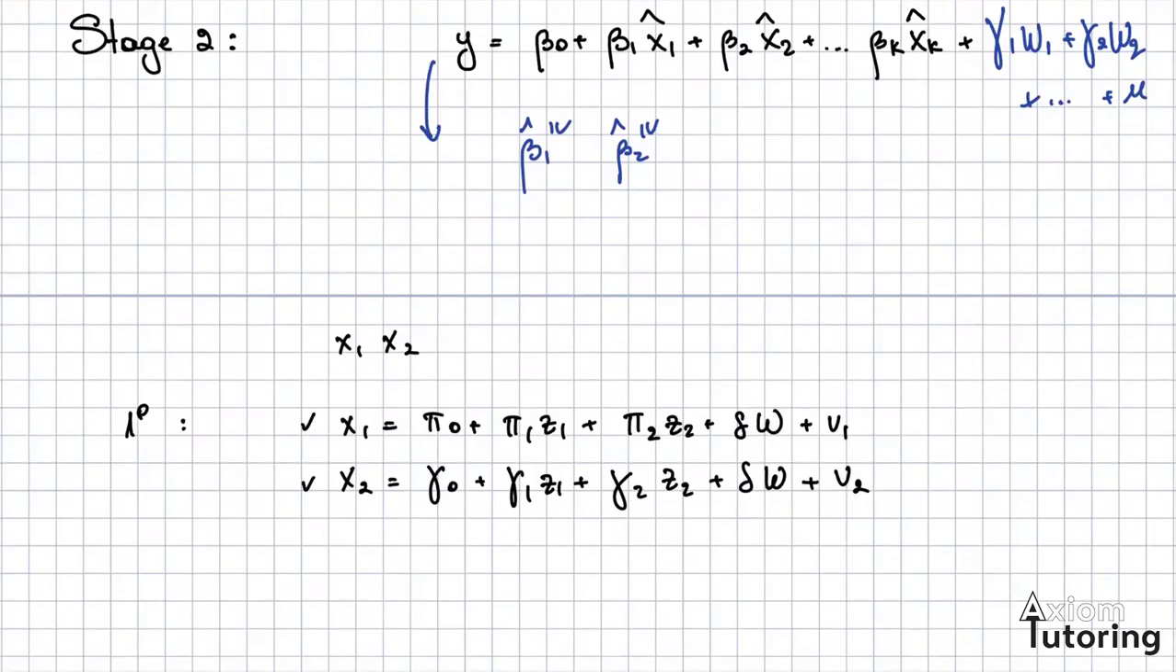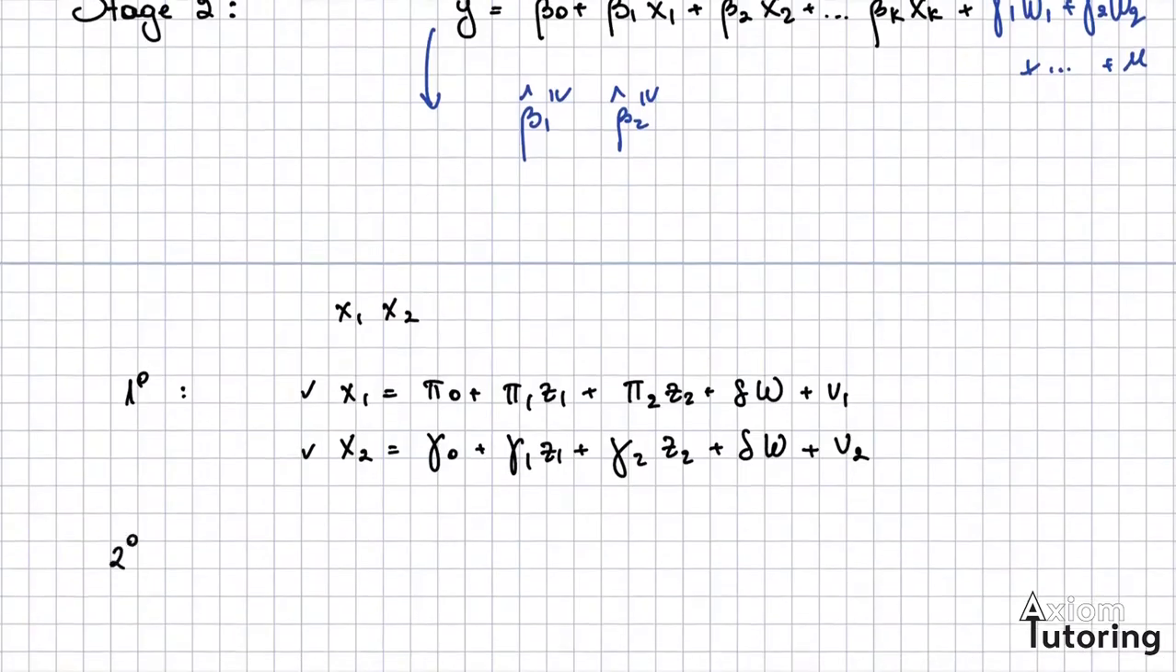Okay, and ultimately for the second stage, what you're going to have is simply y equals beta 0 plus beta 1 x1 hat plus beta 2 x2 hat plus alpha w plus an error term u. Okay.